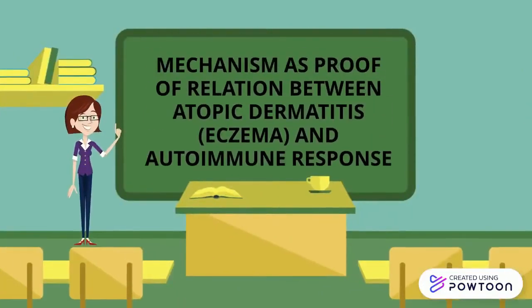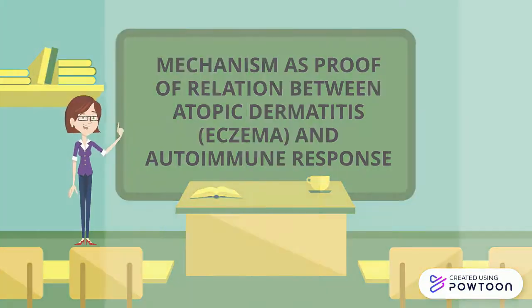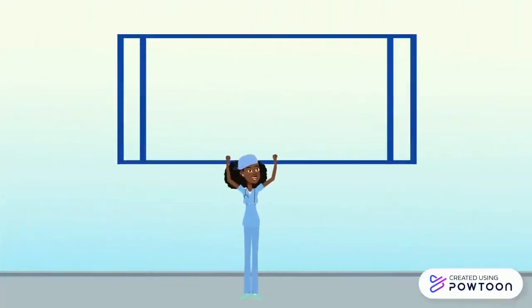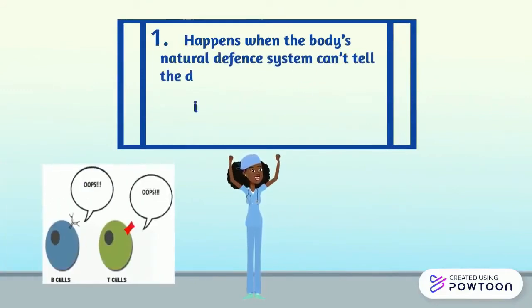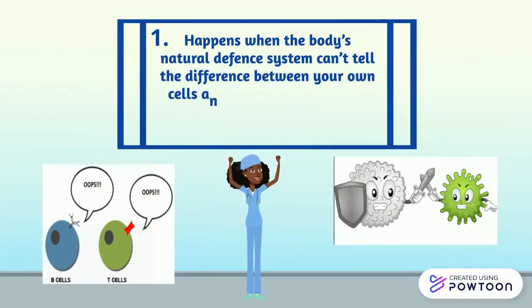Next, the mechanism as proof of relation between eczema and autoimmune response. First, it happens when the body's natural defense system cannot tell the difference between your own cells and foreign cells, causing the body to mistakenly attack normal cells.